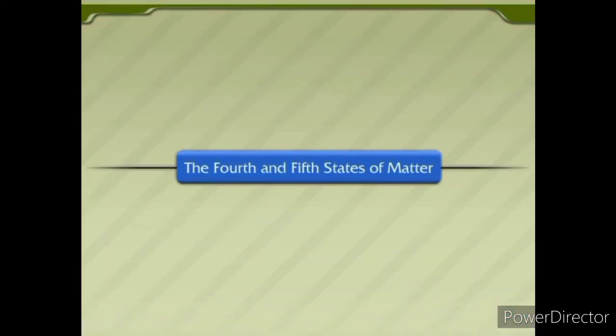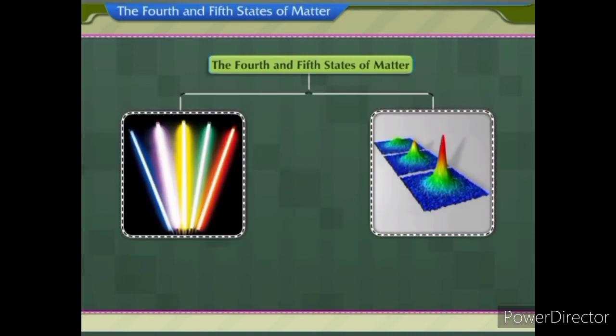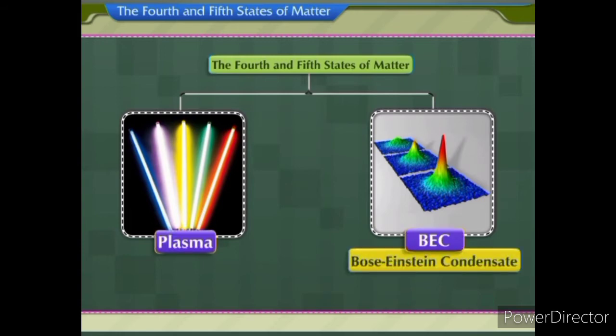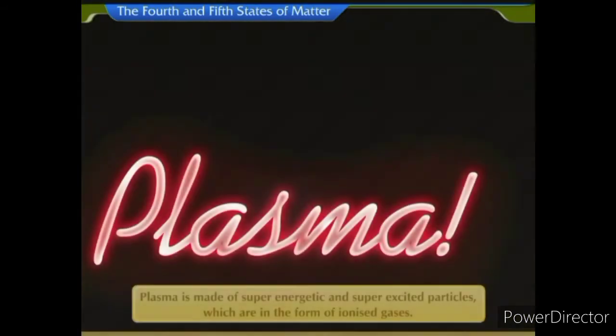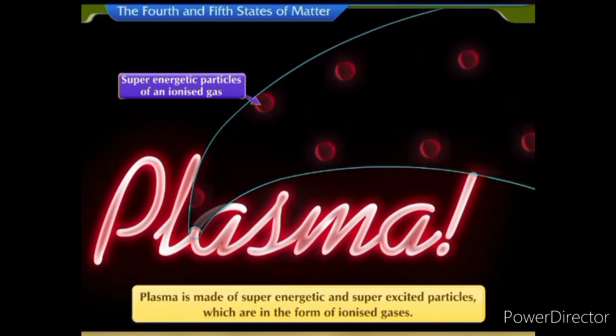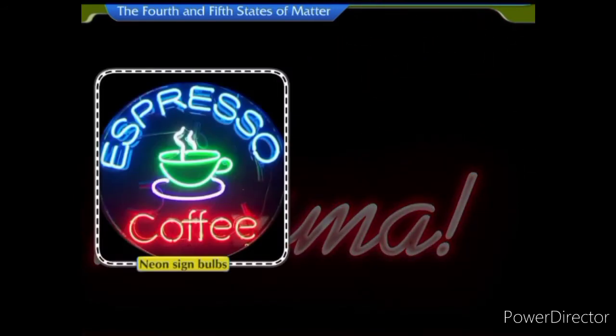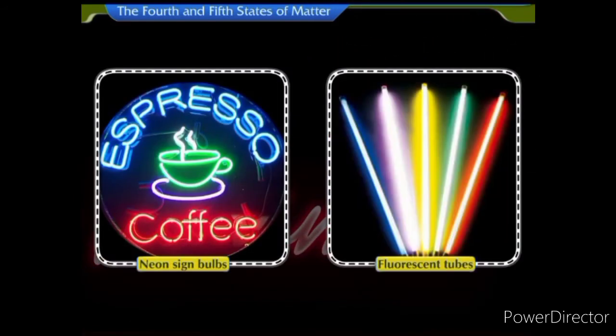The fourth and fifth states of matter. Advancements in science and technology have led to the discovery of 2 more states of matter. They are the plasma and the Bose-Einstein condensate, or BEC. Plasma is made of super-energetic and super-excited particles which are in the form of ionized gases. Neon sign bulbs and fluorescent tubes contain plasma in them.